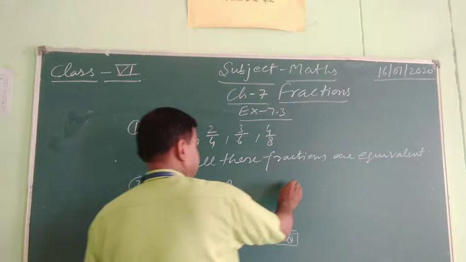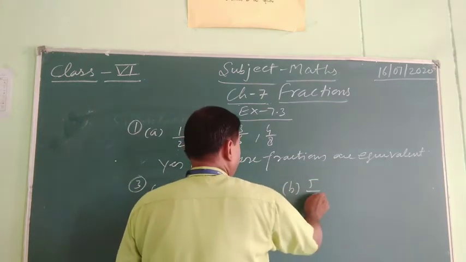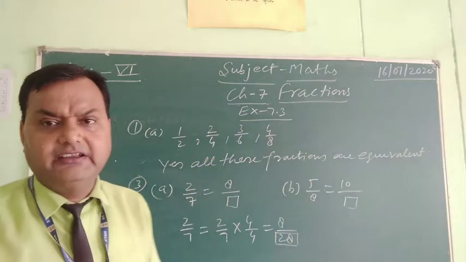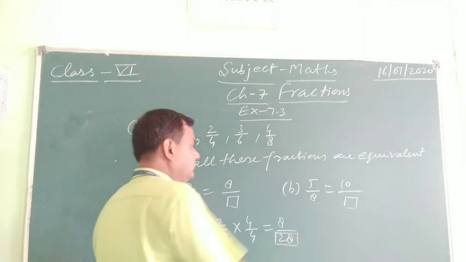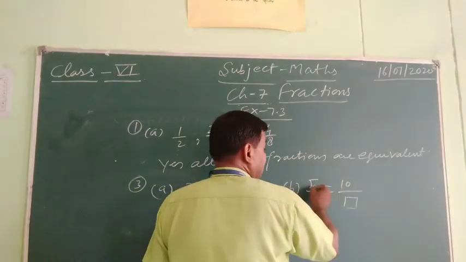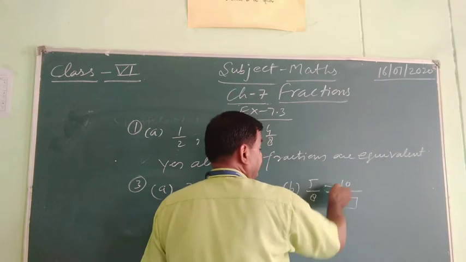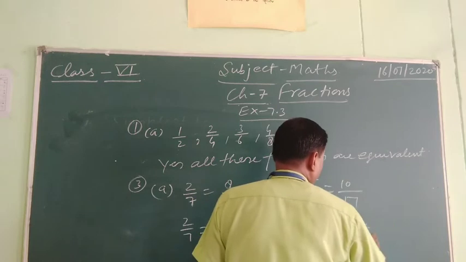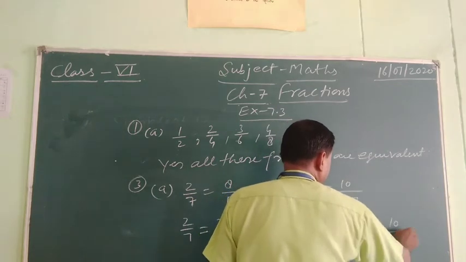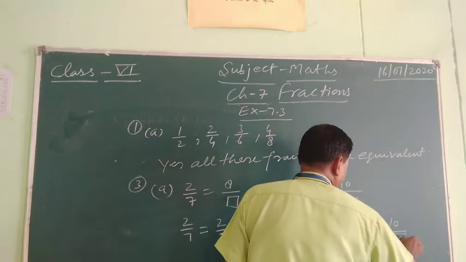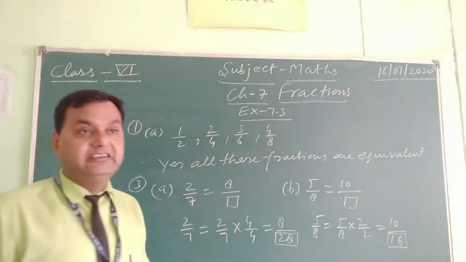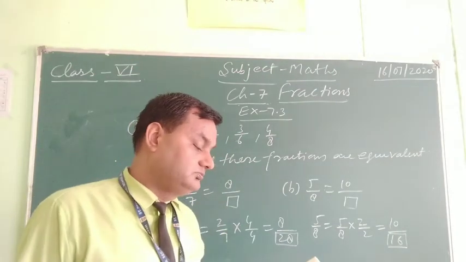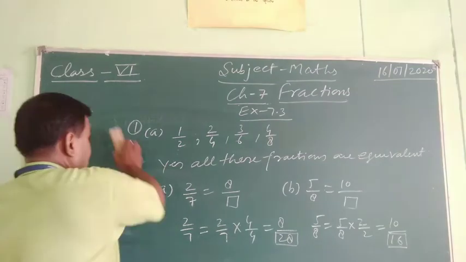Now B part. 5 upon 8 equal to 10 upon box. We observe that if we multiply by 2, then the numerator will be 10. So we can write 5 upon 8 equal to 5 upon 8 multiplied by 2 upon 2. 5 2s are 10, 8 2s are 16. So the box is 16. So the missing value is 16. This way we can find the missing value.